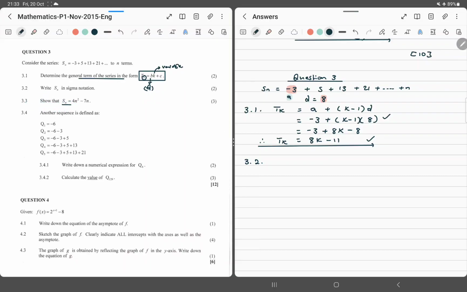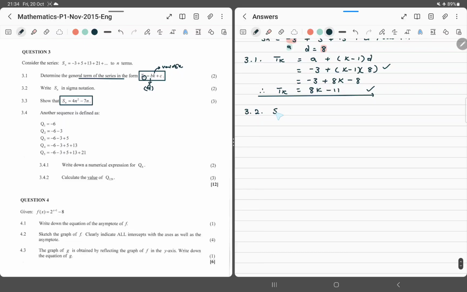Show that the sum to n terms is that way. Okay, that's easy. We know that Sn is basically n over 2 in an arithmetic series into 2a plus n minus 1 times d.